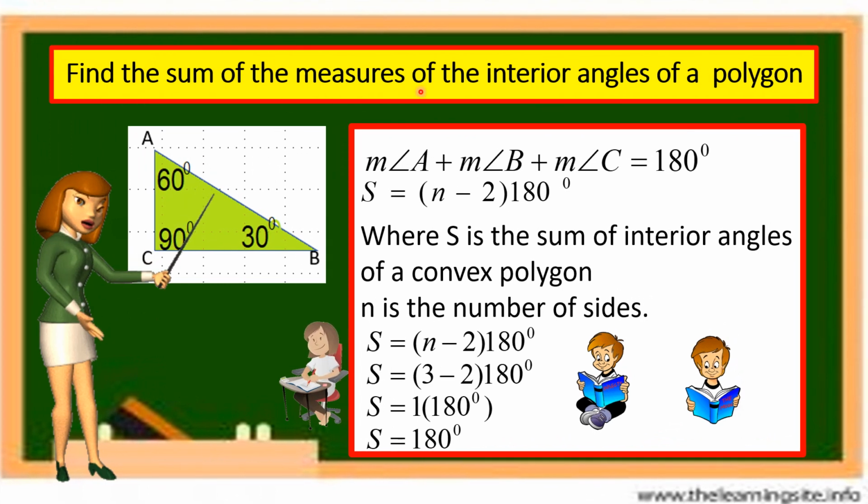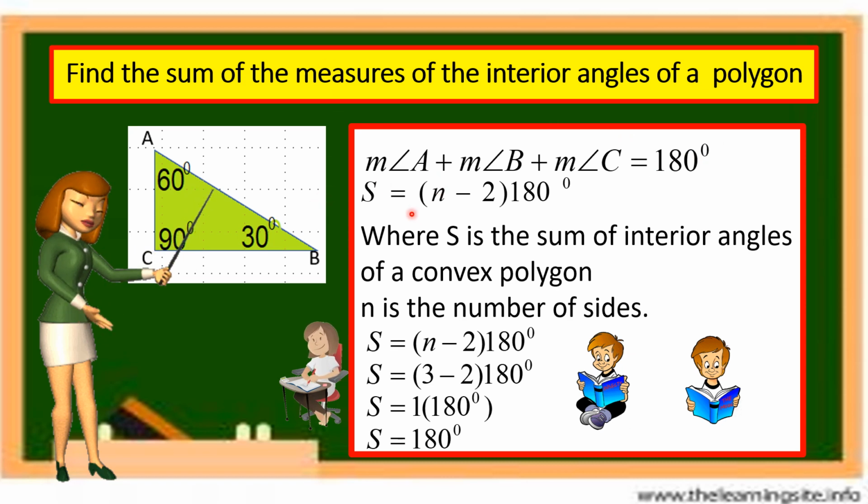The sum of the measures of the interior angles of a polygon. The polygon is a triangle. So the measure of angle A equals 60, the measure of angle B equals 30, and the measure of angle C equals 90. 60 plus 30 plus 90 is 180 degrees.